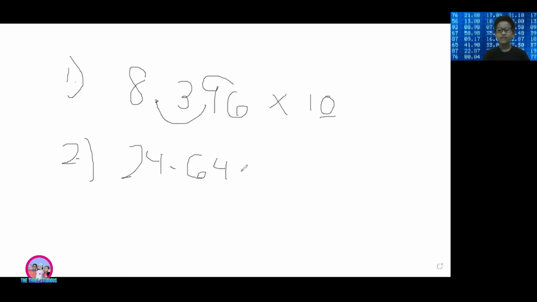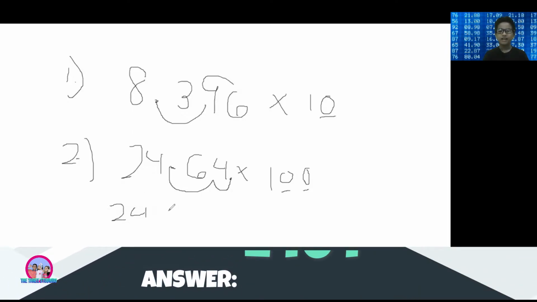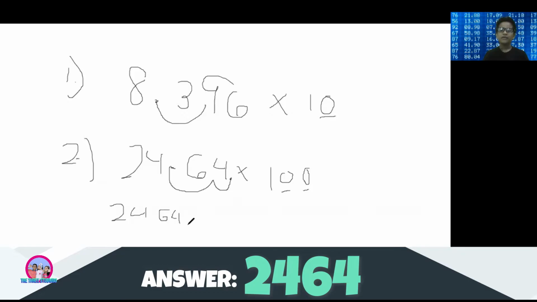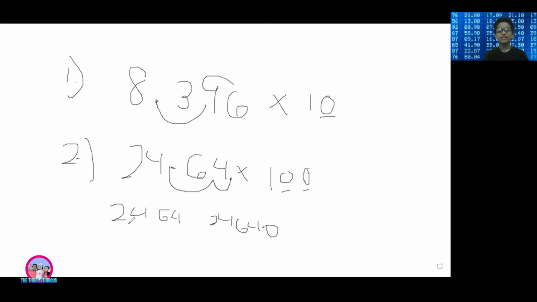The second example is 24.64 times 100. 100 has 2 zeros. 1, 2. So we will move the decimal point 2 times to the right. 1, 2. So it will be 2,464 or 2,464.0. These two are correct. Any of these.